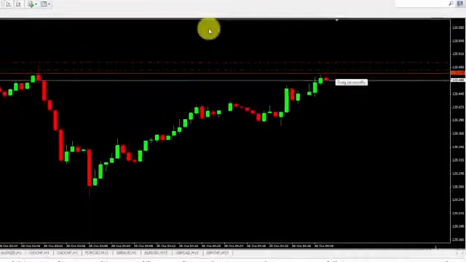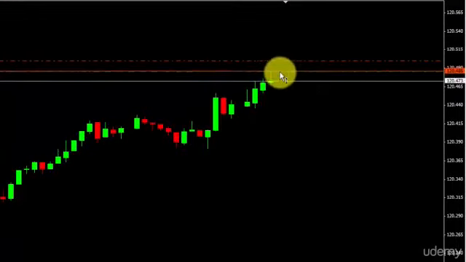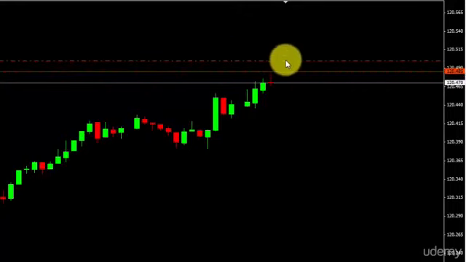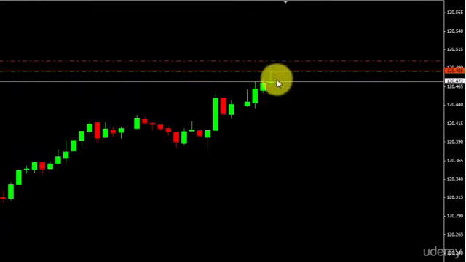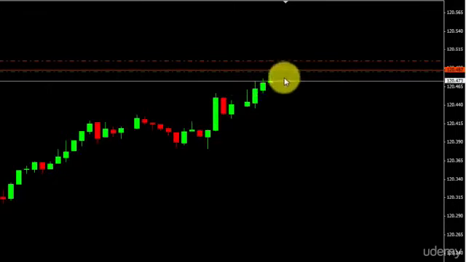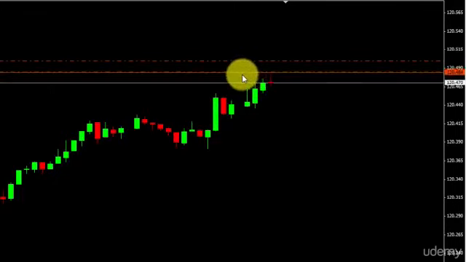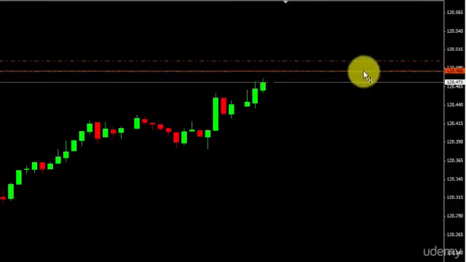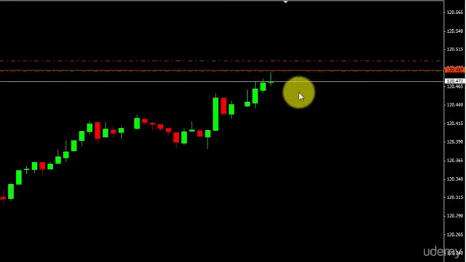So this green line is where the order was opened, right? The red line is where your take profit is set. This solid red line over here is the ask price. And as you can see, the buy order was opened at the ask price. So that's important to remember.